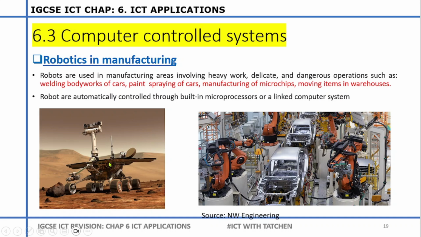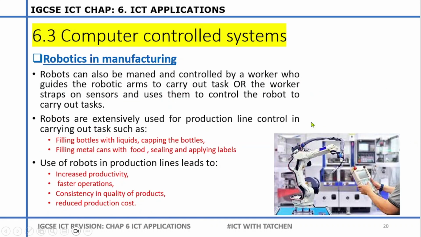So this is a robotic vehicle in space. These are robots being used for car manufacturing. These are computer controlled systems. The robot is computer controlled. Next, robots can also be manned and controlled by a worker who guides the robotic arms to carry out tasks, or the worker straps on sensors and uses them to control the robot to carry out tasks. So this is someone controlling a robot to do things. You find doctors using robots now to perform surgery by putting on sensors and moving their fingers in a particular pattern.